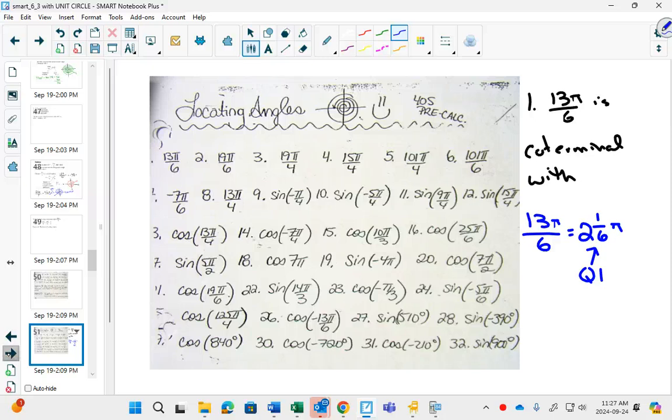And the 1/6, here's a diagram of what's happening. We're starting at 0. All the way around is 2 pi. So the 2 means that I've gone all the way to here, and then I need to go 1/6 more. So what we're going to write for assignment 1 is that 13 pi over 6 is coterminal with pi over 6.